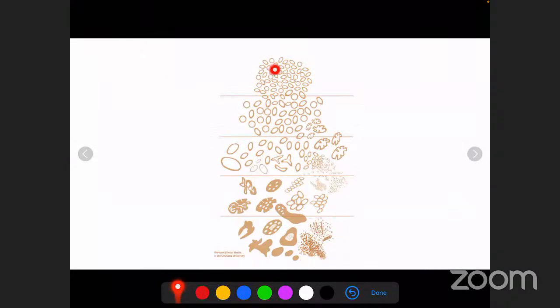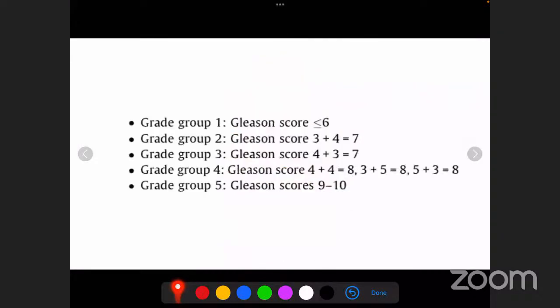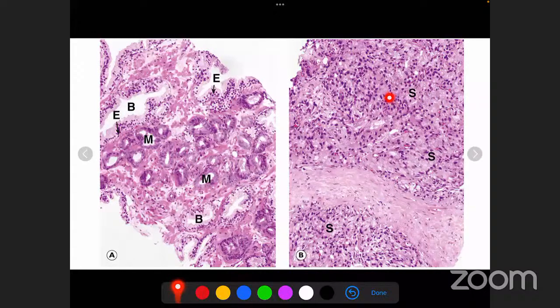I'm showing you this extreme and I'm showing you this extreme, and the rest all lie between this. So I'm showing you this shade of gray and this shade of black. All of these lie between these shades of gray and black. So I've taken these two extremes. So this is grade 5.